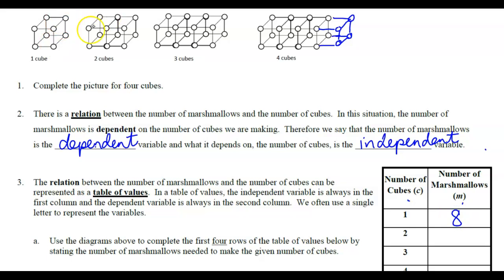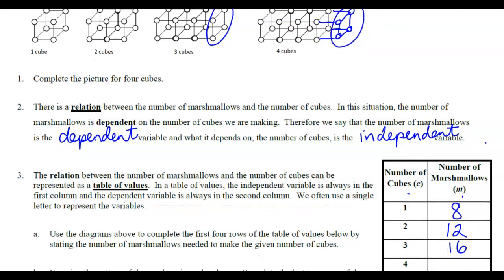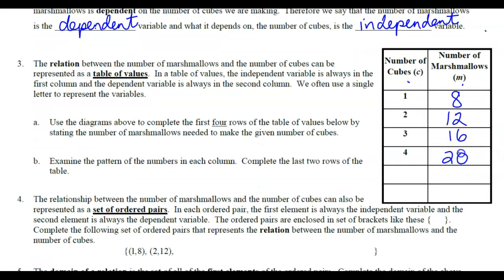In 2, those stay the same, and we just add on the second cube, but that only adds on 4 more marshmallows, right? The outside edge. So that's going to be 12. Then here, we just add on these, right? Because the other marshmallows were already there in the previous diagram. So that's going to be 16. And then we add on these marshmallows. That's going to be 20.